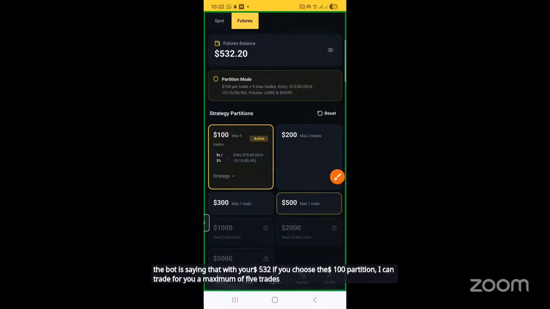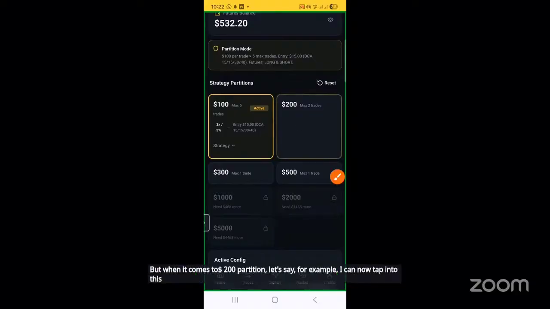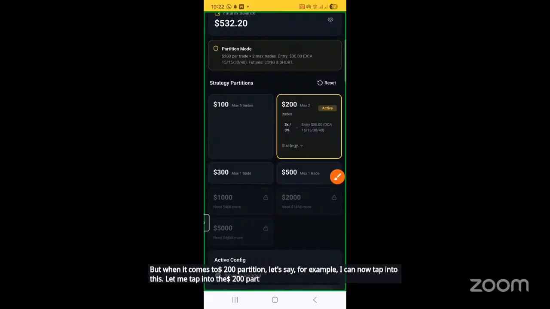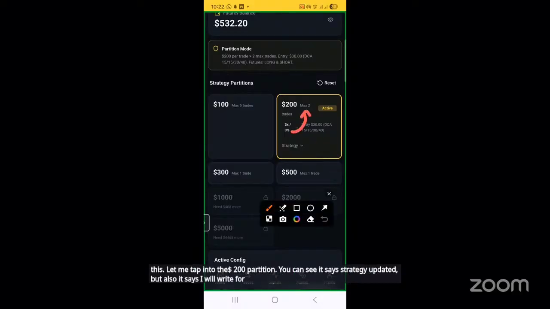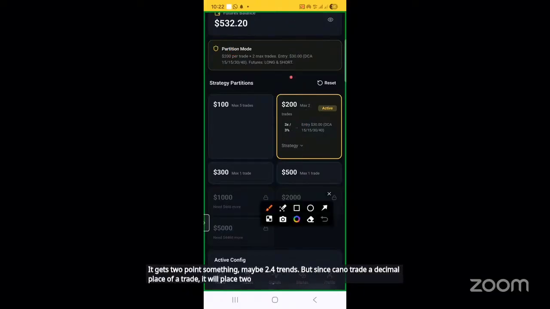Do you see that? But when it comes to the $200 partition, let's say I change and tap into this. Let me tap into the $200 partition. You can see it says strategy updated, and it says I will trade for you a maximum of 2 trades. Why a maximum of 2? It is going to get 500 divided by 200. It gets 2 point something, maybe 2.4 trades. But since it cannot trade a decimal of a trade, it will place 2 trades for me. That's why it is saying I can only trade for you 2 trades at a go.